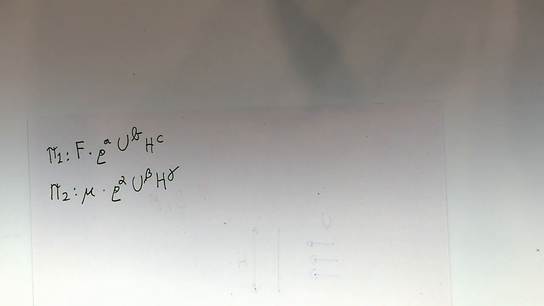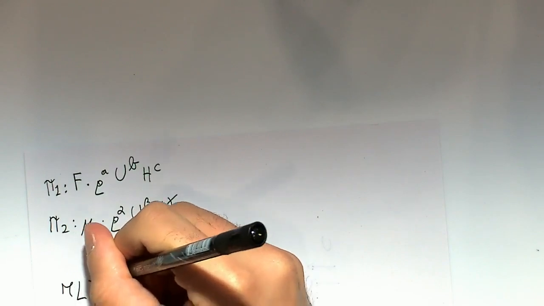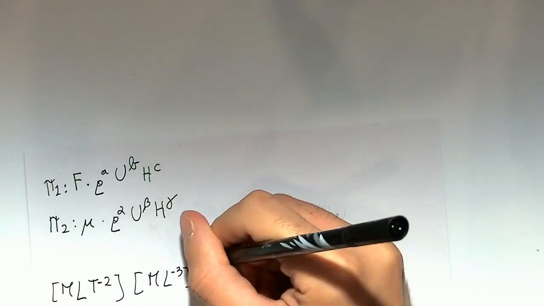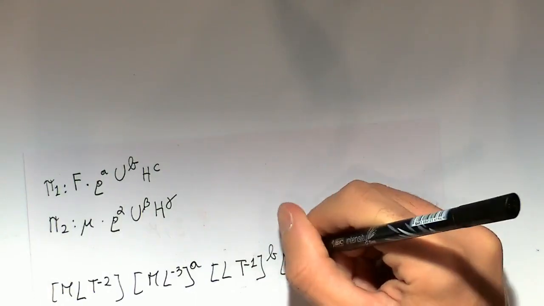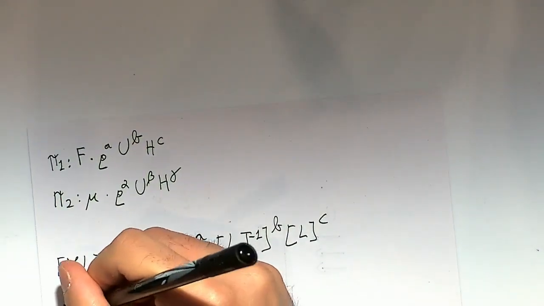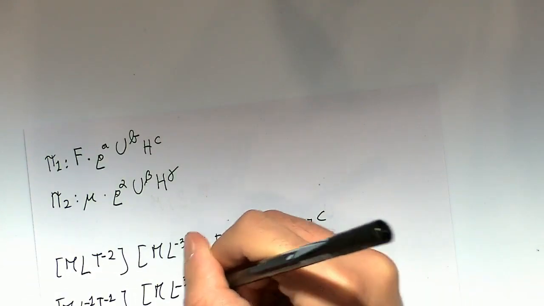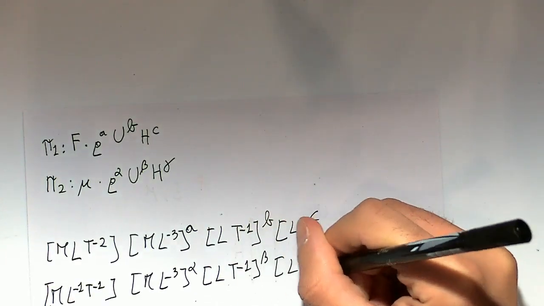Step number 6. We will replace the variables with their corresponding dimensions. So we have for pi 1: mass, length, time to the power minus 2; mass, length power minus 3, a; length, time to the power minus 1, b; length, power c. This is for pi 1. For pi 2: mass, length to the power minus 1, time minus 1; mass, length to the power minus 3, alpha; length, time minus 1, beta; length, gamma.